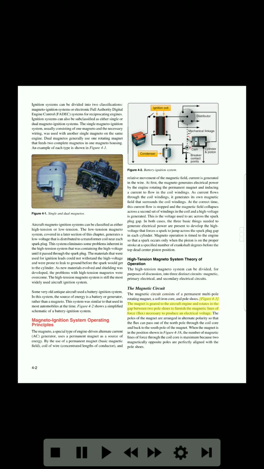Figure 4-3. The magnet is geared to the aircraft engine and rotates in the gap between two pole shoes to furnish the magnetic lines of force, flux, necessary to produce an electrical voltage. The poles of the magnet are arranged in alternate polarity so that the flux can pass out of the north pole through the coil core and back to the south pole of the magnet. When the magnet is in the position shown in Figure 4-3a, the number of magnetic lines of force through the coil core is maximum, because two magnetically opposite poles are perfectly aligned with the pole shoes. 4-2.